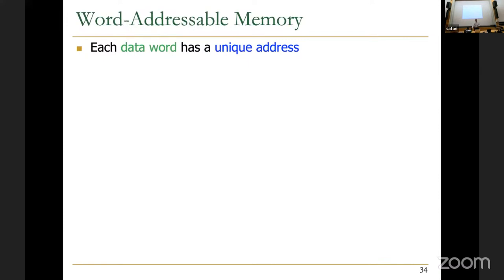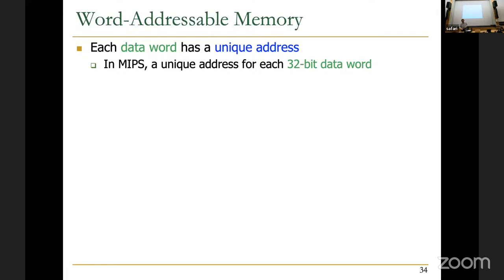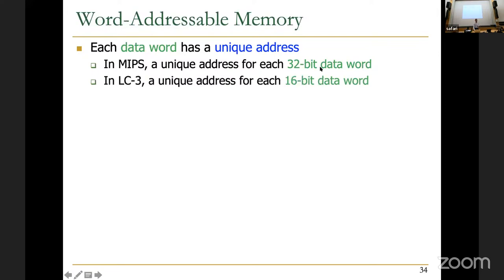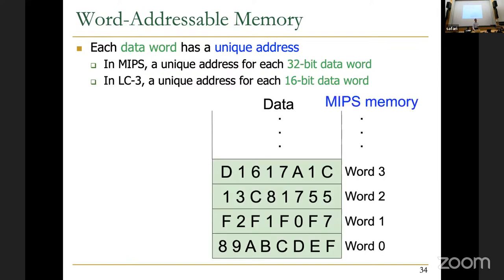If you think about, let's talk about word addressable memory. So in a word addressable memory, each data word has a unique address. In MIPS, as I said, word size is dependent on the ISA, instruction set architecture. In MIPS, a unique address exists for each 32-bit data word. In LC3, a unique address exists for each 16-bit data word. These are the data words that are defined by the instruction set architecture.